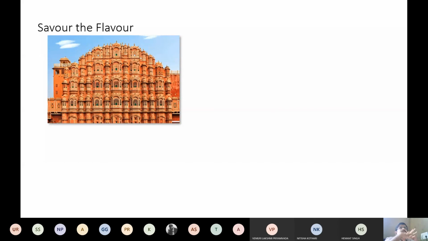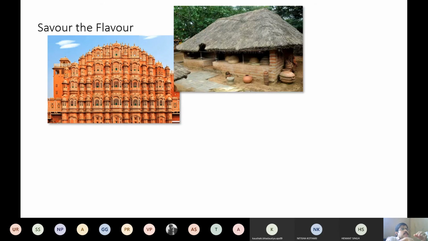Which building is this? Hawa Mahal. What is the speciality of this building? Ventilation system. So there is a certain flavor of Rajasthan and something to do with the ventilation system. We will look into that. Let's move on to some infamous building.